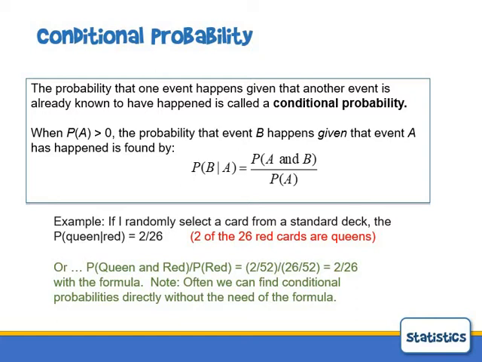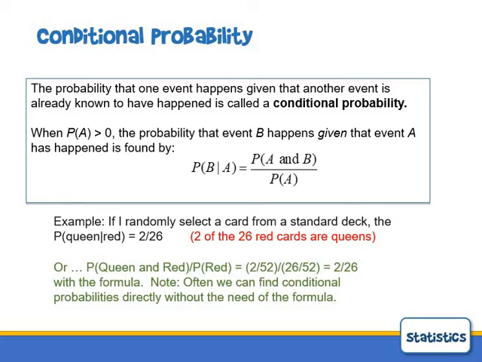But we do have a formula for the conditional probability, but I'll show you a lot of times you can compute it directly by restricting the sample space, is basically what you're doing. So the probability that one event happens given that another event is already known to have happened, so we have more information which reduces the size of the sample space. Okay? That's called a conditional probability.